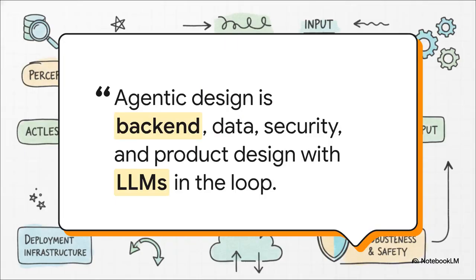Let's wrap this up with the ultimate takeaway from all this material. Agentic AI system design is actually just back-end data security and product design with LLMs in the loop. Building real AI agents isn't just clever prompt engineering or chaining together some cool API calls. It's rigorous, traditional, uncompromising software engineering applied to a brand new, highly probabilistic component. It requires clear routing, strict API contracts, explicit state management, exhaustive trace-level evaluations, and rock-solid security boundaries. If you skip these fundamentals, your system is going to collapse under real-world pressure.